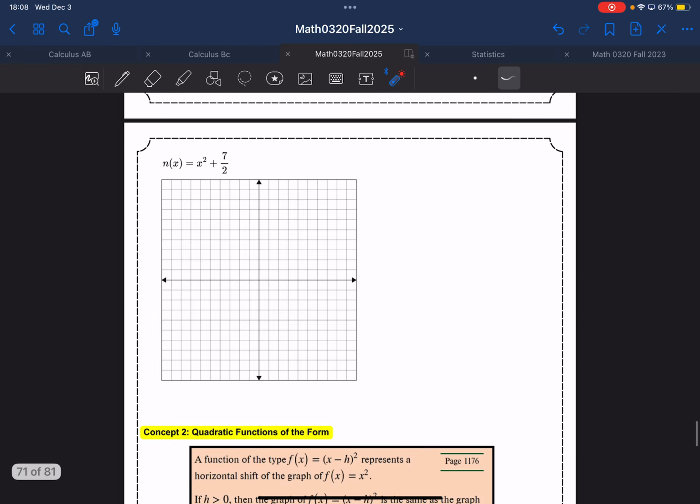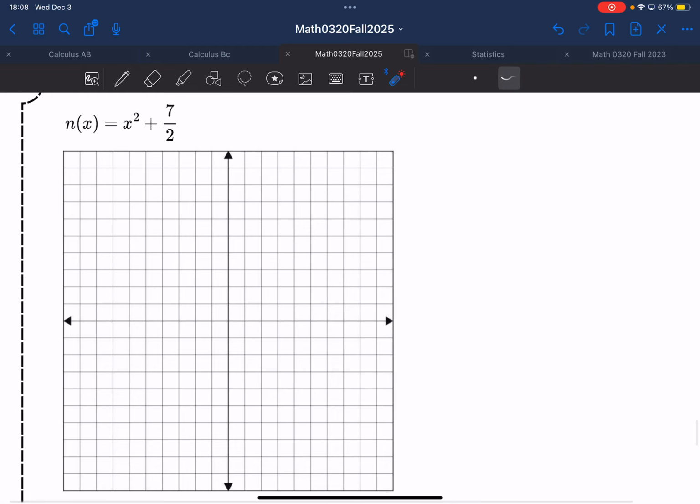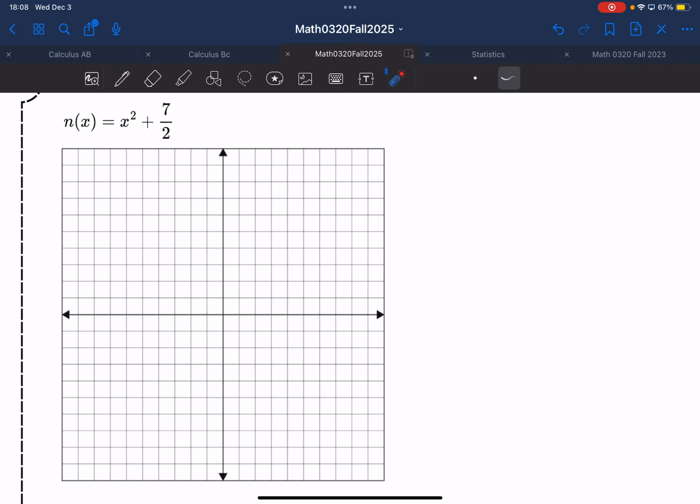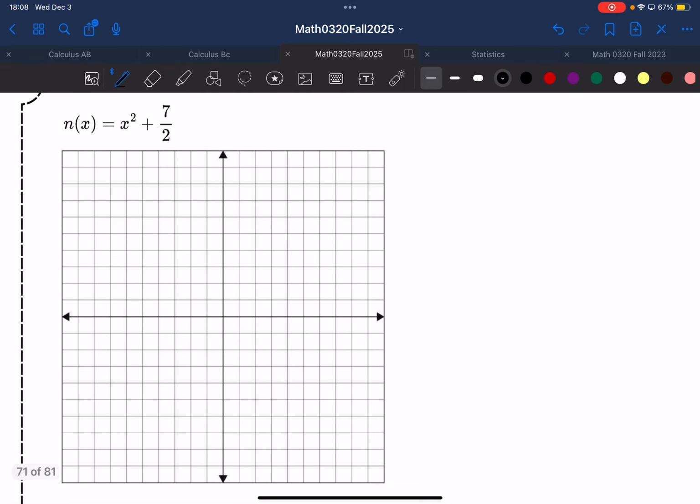Okay, so the next one, we're going to do the same thing. But notice we have a fraction. When we're graphing, we don't like fractions. It's easiest just to convert that to a decimal. So if you were to plug that into your calculator, 7/2 is equal to what? 3.5. So when you're using this, technically, just use n of x is equal to x squared plus 3.5. So any other time, we prefer fractions except when we're graphing.